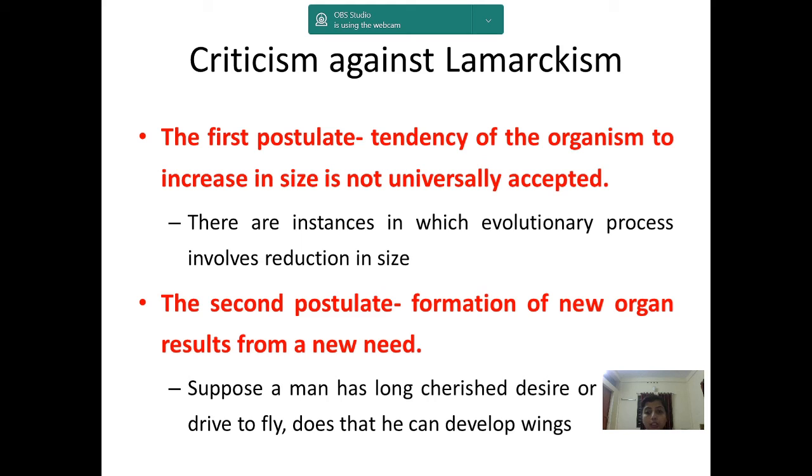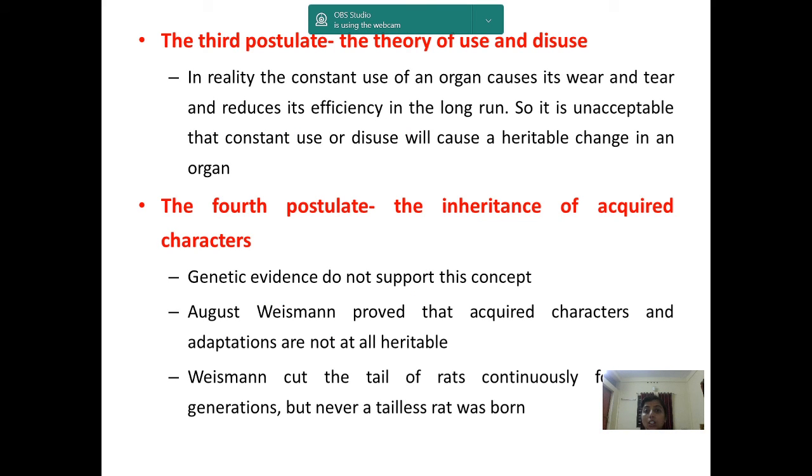The second postulate, that the formation of new organs results from a new need. How can that be? Suppose a man has a long cherished dream to fly, will he develop wings? No. So the second postulate also got rejected. The third postulate, the theory of use and disuse. In reality, when we use an organ or a thing many times, it causes wear and tear, and it reduces its efficiency in the long run. So this is also not acceptable because it causes damage.